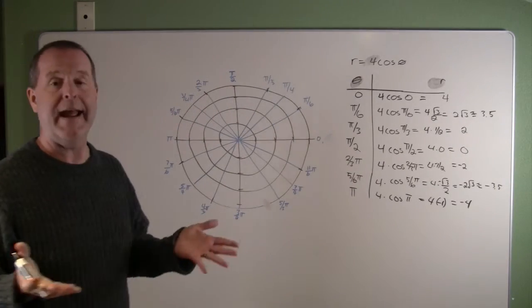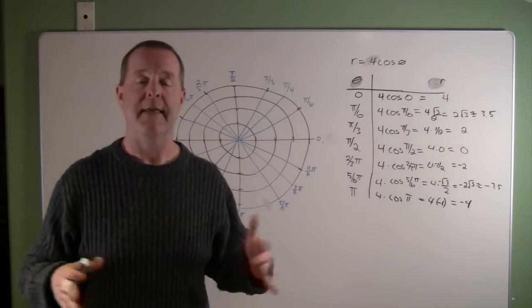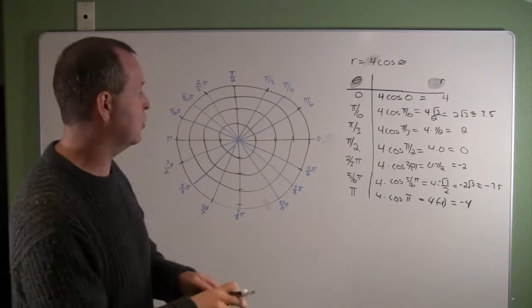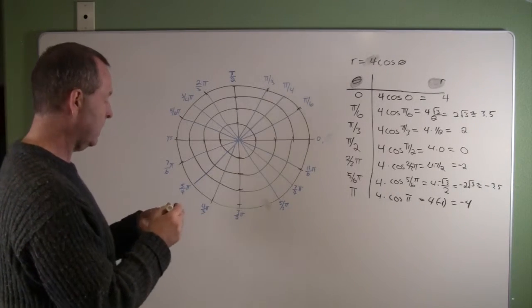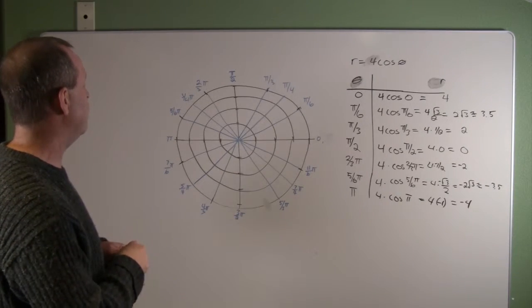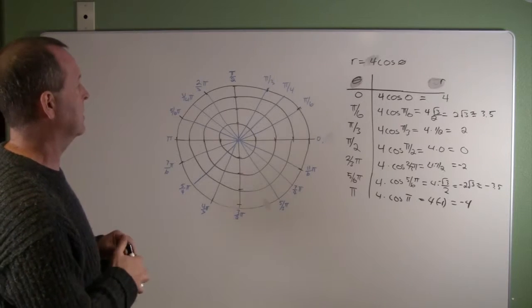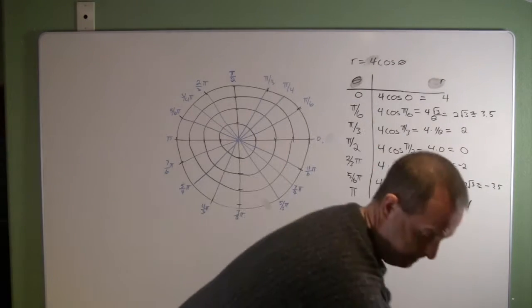So from there, I now have a set of polar coordinates that I can go ahead and start to gently draw a graph on and see what these particular points look like and where they're at.